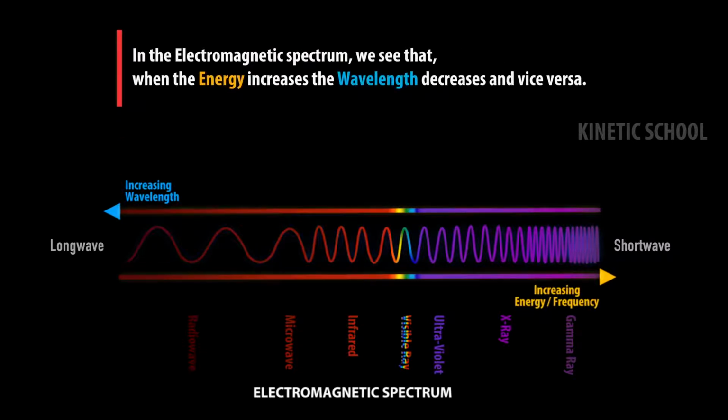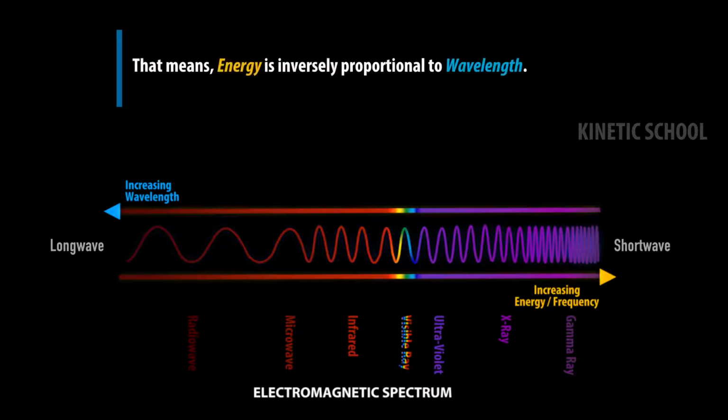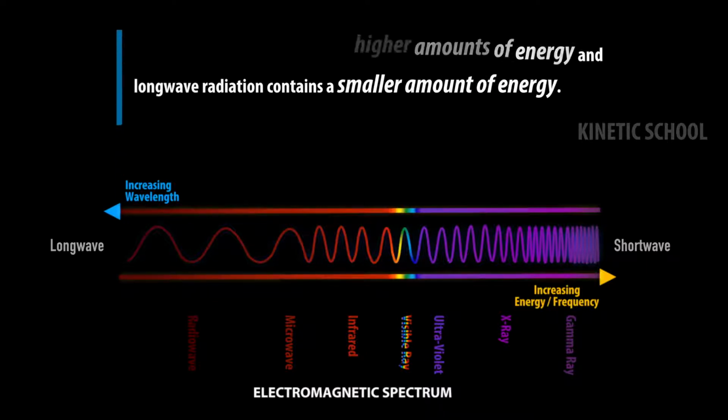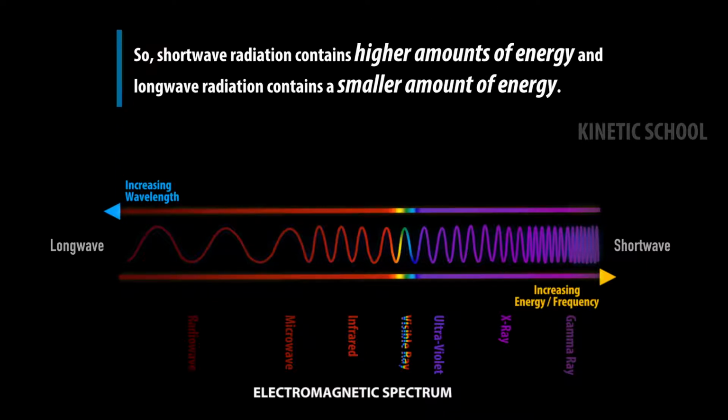In the electromagnetic spectrum, we see that when the energy increases, the wavelength decreases, and vice versa. That means energy is inversely proportional to wavelength. So, short-wave radiation contains higher amounts of energy, and long-wave radiation contains a smaller amount of energy.